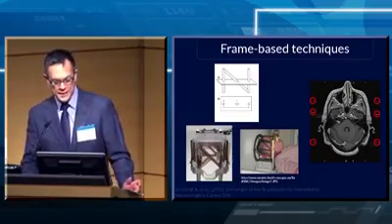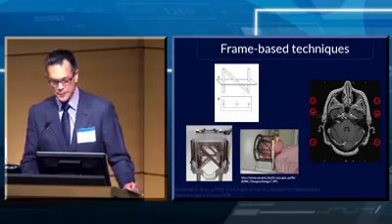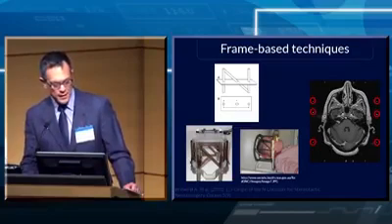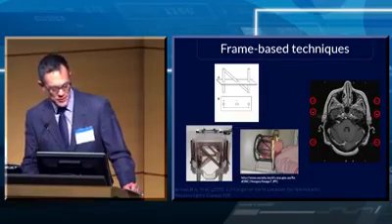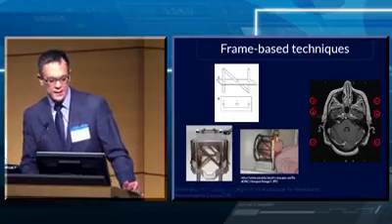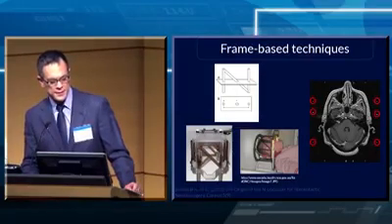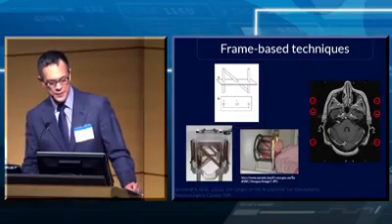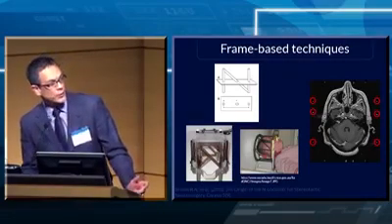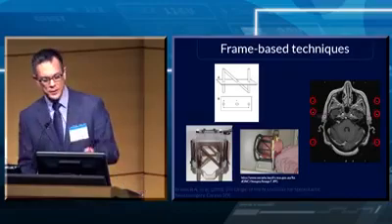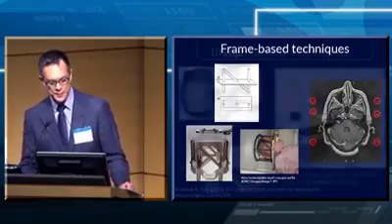There's a couple of techniques for doing this. One is a frame-based technique where the patient has a frame put on their head. The frame has a localizer box, and the localizer box has a pattern that shows up as fiducials on the image. By knowing where these fiducials are, we know where we are in three-dimensional space, so we know where we're going to point the focus of all those beams.